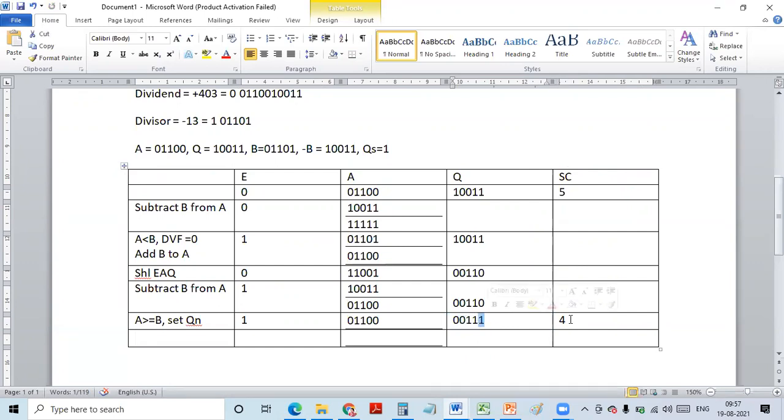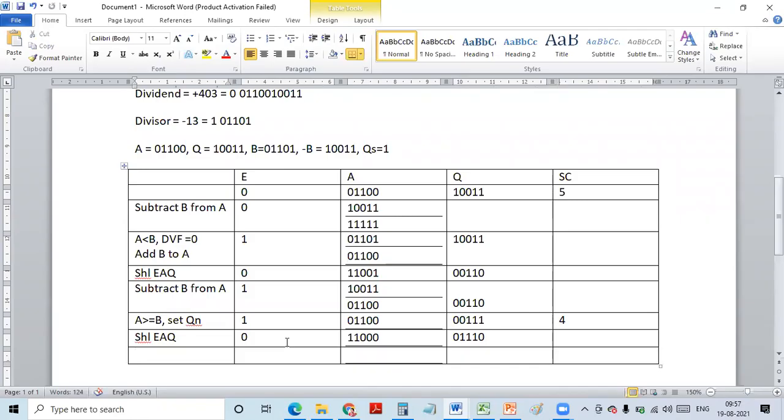So after reducing the sequence counter, if it is not 0, what should you do? You again start with shifting left. From here you have to start the cycle. So the next step is shift left, SHL EAQ. So E is 0, A is 1 1 0 0 0, Q is 0 1 1 1. Now the next bit we are checking whether it is 0 or 1. Right?